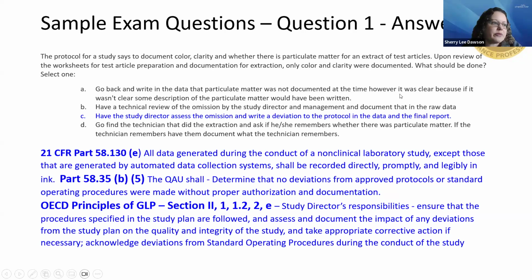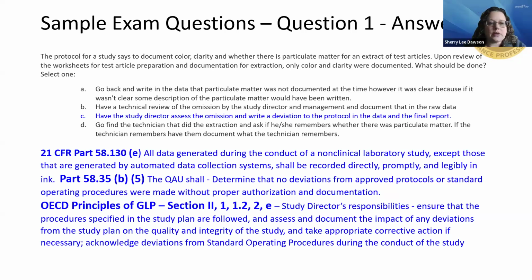Under OECD principles, section 2, 1.2, and 2(e), the study director's responsibilities are to ensure that the procedures specified in the study plan are followed, assess and document the impact of any deviations from the study plan on the quality and integrity of the study, and take appropriate corrective action if necessary. Acknowledge deviations from standard operating procedures during the conduct of the study. So great job on that.